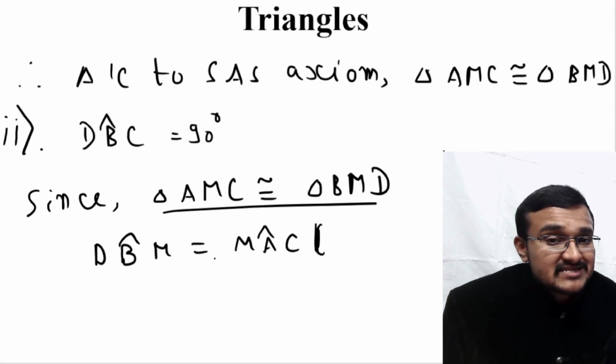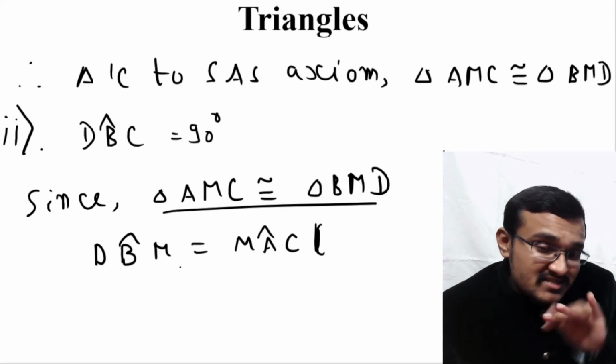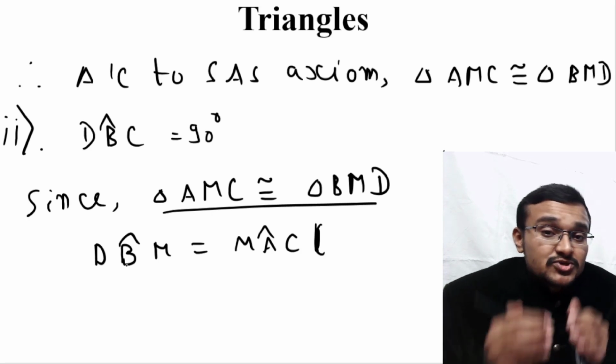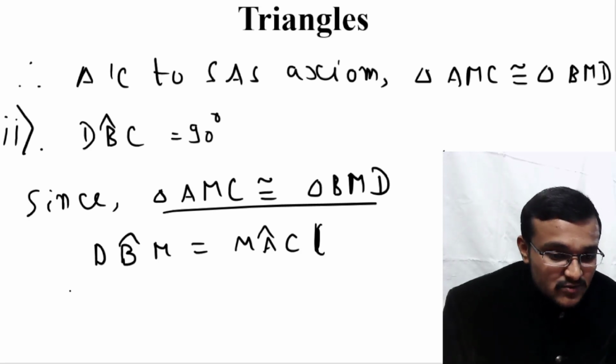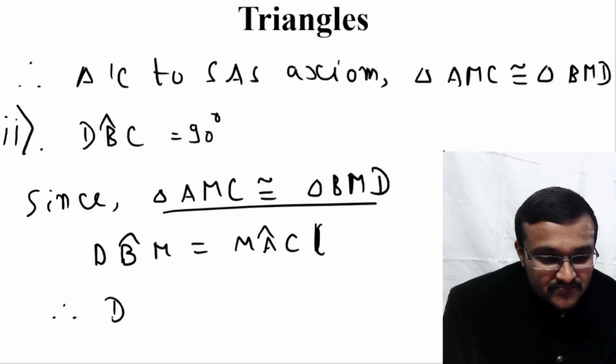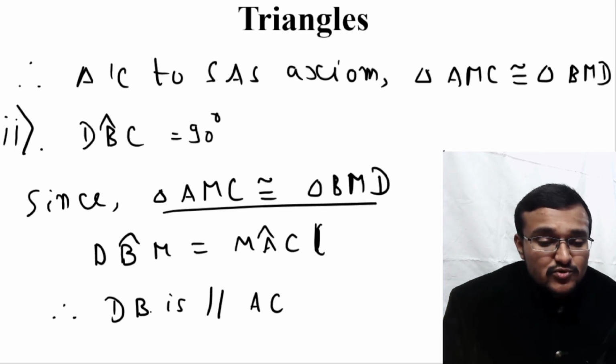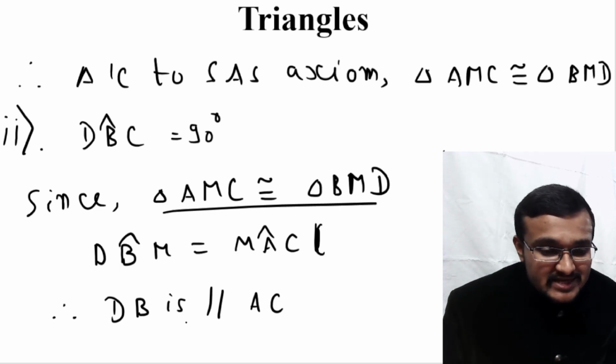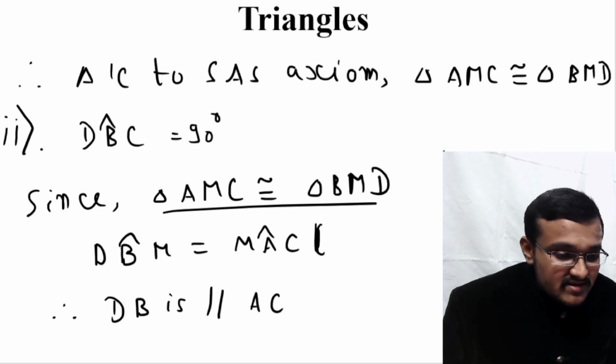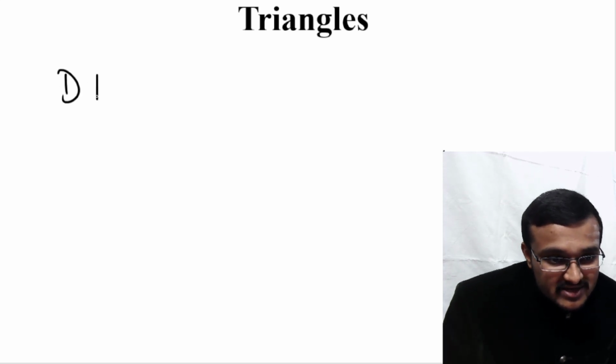Since DBM and MAC are equal to each other and they are alternating angles, here the alternating angles are equal to each other. So therefore DB is parallel to AC. Now we have proved that DB is parallel to AC.